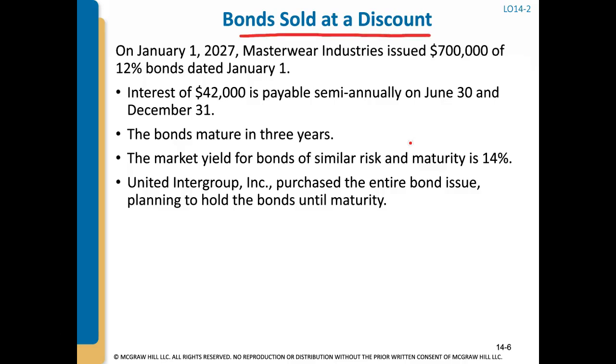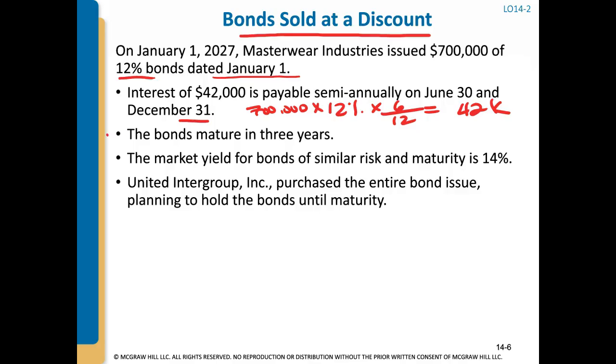With the same facts, on January 1, 2027, Masterwear Industries issued $700,000 of 12% bonds dated January 1. If it doesn't say stated rate, it just says $700,000 of 12% bonds, that means the stated rate is the 12%. Interest of $42,000 is payable semi-annually on June 30th and December 31st. Again, that's my face value times my stated rate times 6 out of 12 months, which equals $42,000. So that's how you calculate the interest payment.